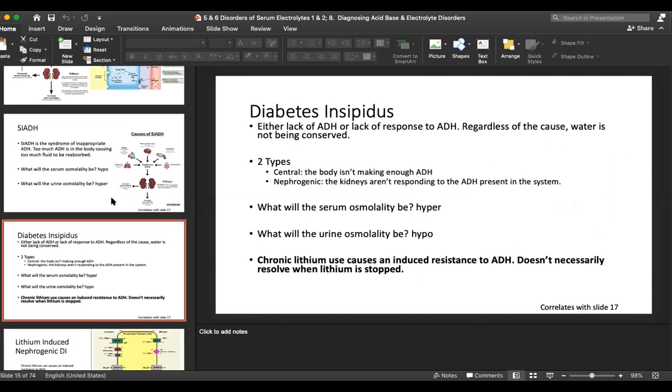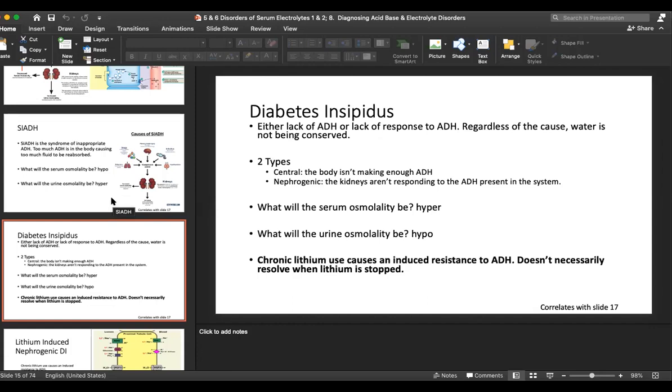Diabetes insipidus is the opposite, pretty much. There's two types: central and nephrogenic. I would make sure you know the difference between those two. I know that you've covered that before in physio, but it's either that there is not enough ADH or there's not a good response. So I think of central diabetes insipidus as a problem with the brain.